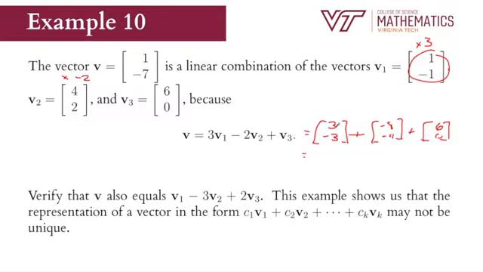And when we add these together, 3 and negative 8 is negative 5. Negative 5 plus 6 is 1. Negative 3 plus negative 4 is negative 7. Plus 0 is still negative 7. And that is vector v. So v is a linear combination of these three vectors. The weights that we need are 3 and negative 2 and positive 1.